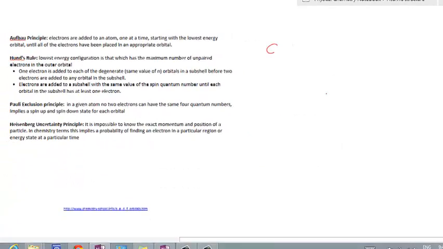Carbon. It has 6 electrons, and it will start with the lowest possible energy. So we're going to have n equals 1, spherical orbit, 2 electrons. n equals 2, spherical orbit, 2 electrons. That's 4. Now we've got n equals 2, perpendicular, and there are 2 electrons left over. So we describe it in that way.